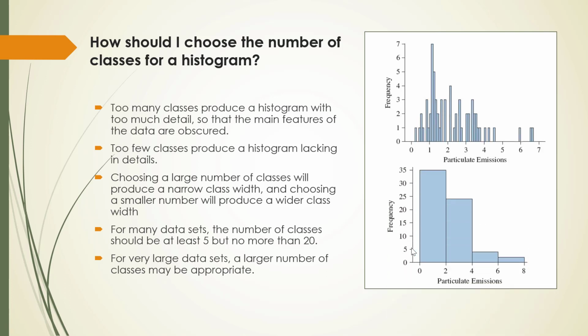So, for example, look at the two histograms for the same dataset. For the first histogram, we break it into so many classes. That's why the histogram has too much detail. And for the second histogram, we have too few classes. That's why the histogram is lacking in detail.